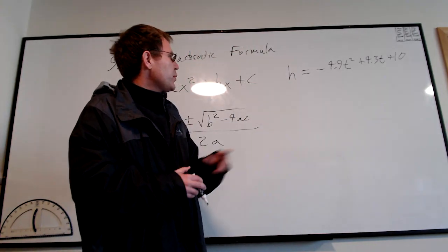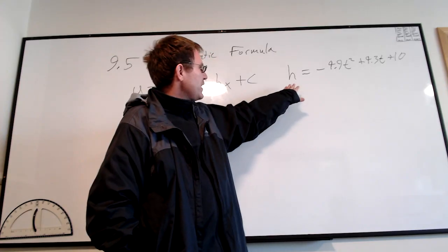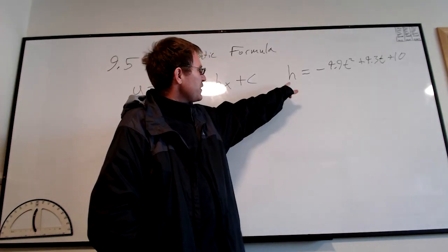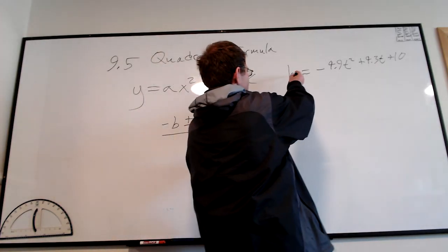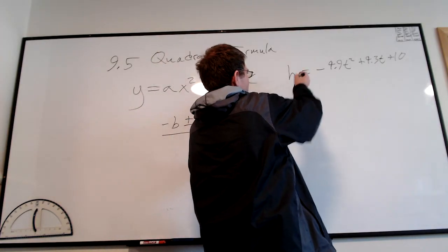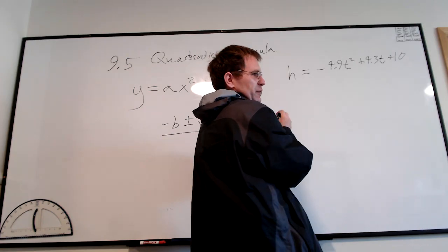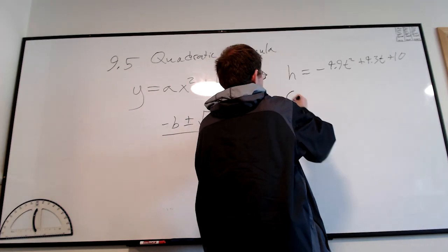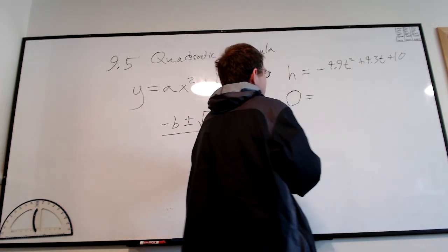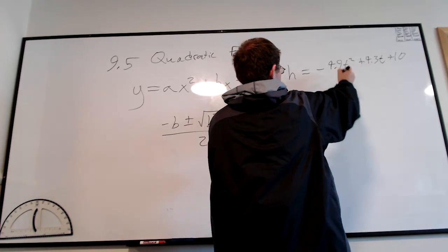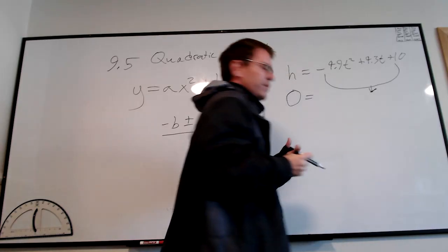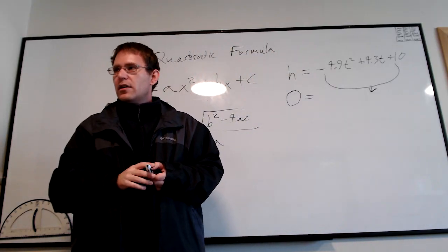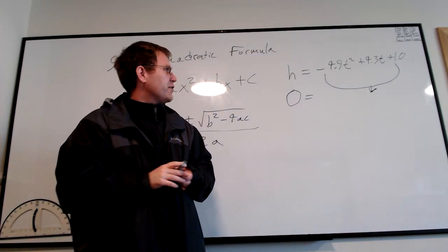So what we want to solve, since we're doing quadratics, is when the diver hits the water. That's going to be when the height, because this height here is how far you are from the water, right? So we're solving for when height equals 0, just this whole thing here. So we're putting this equation into the quadratic formula.